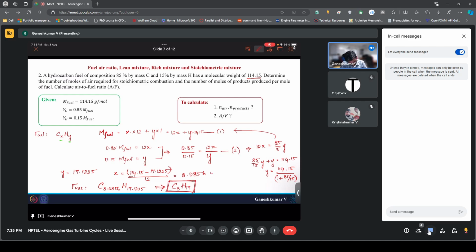So if you assume that this is closely equal to 8 and this is closely equal to 17, it's going to be C8H17. So this is the fuel that you have. Okay, is that clear how I did this fuel? What is the fuel? If it is given in terms of biomass, you can now convert that into fuel. What is the amount of carbon and hydrogen, moles of carbon and hydrogen present in the fuel? You can find.